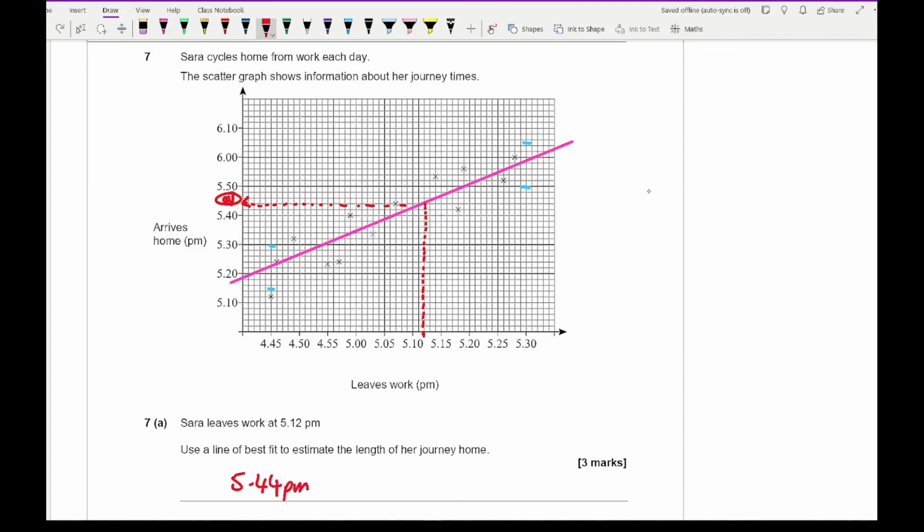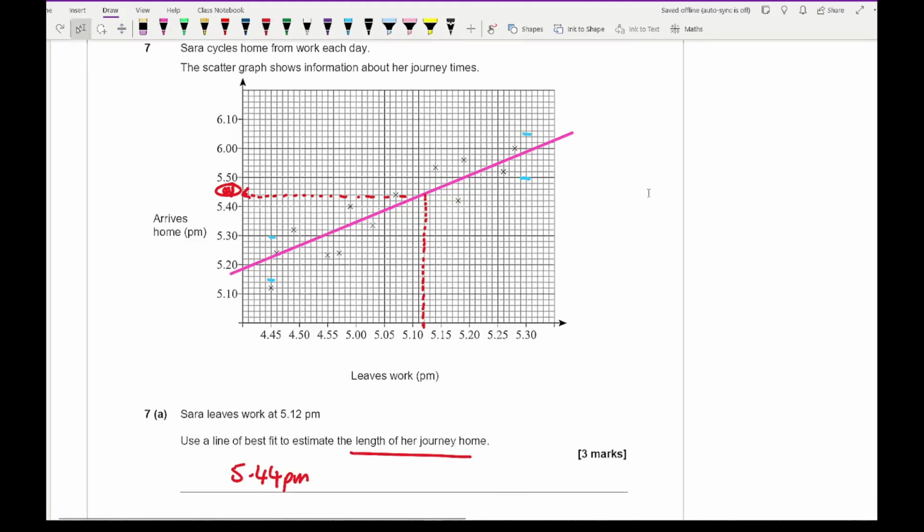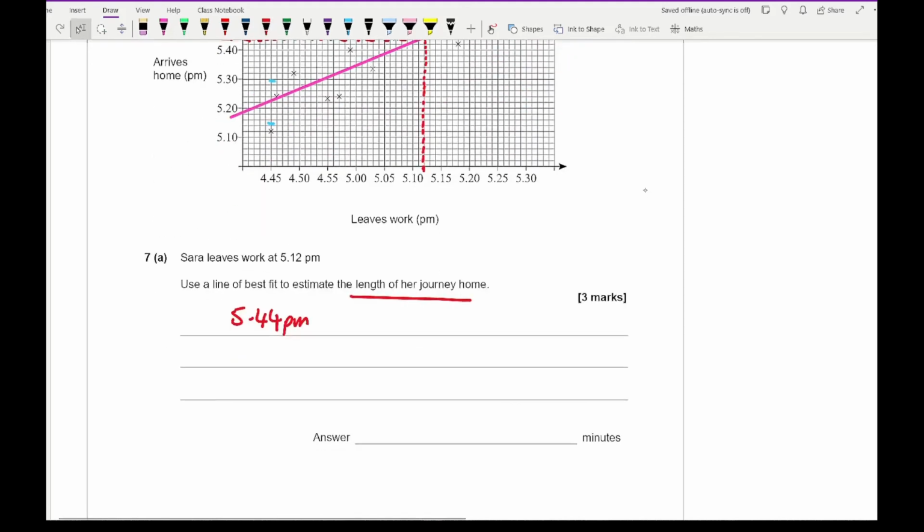Now the question doesn't ask what time she goes home. It says to estimate the length of her journey home. So then what I want to do is look at the time difference between 5:12 p.m. to whatever time you've got p.m., and I make that out to be around about 32 minutes. So then my answer is 32 minutes.